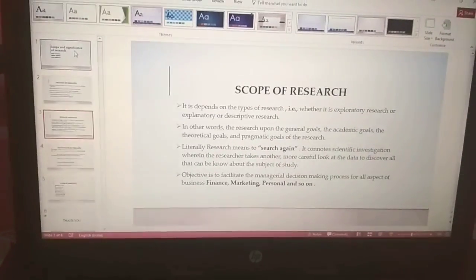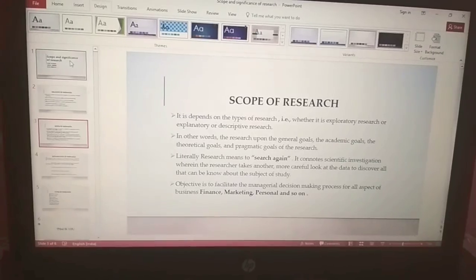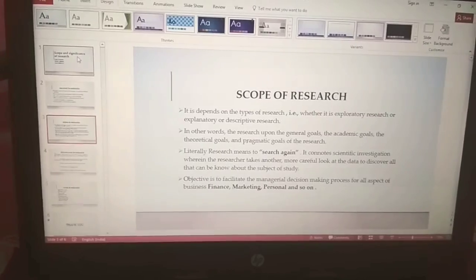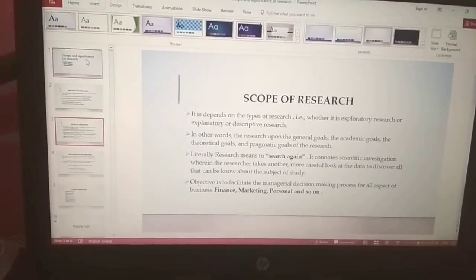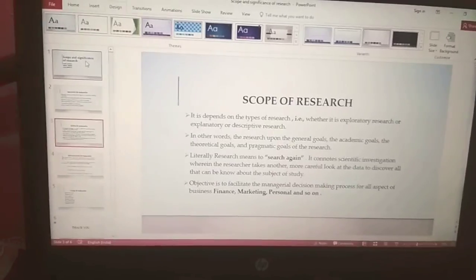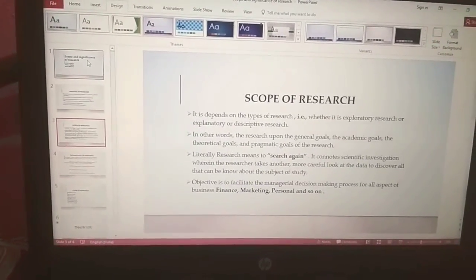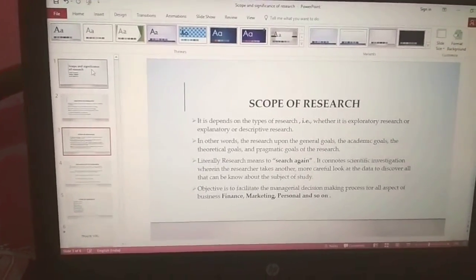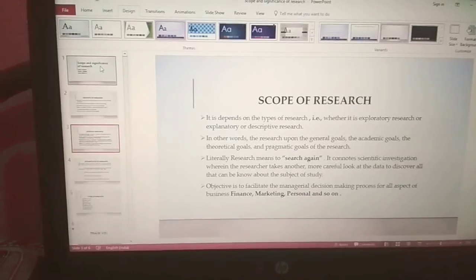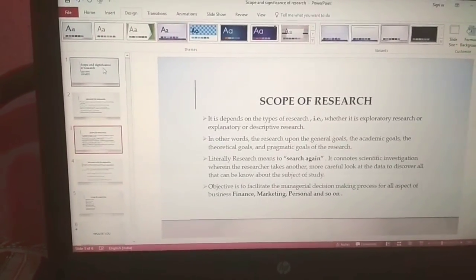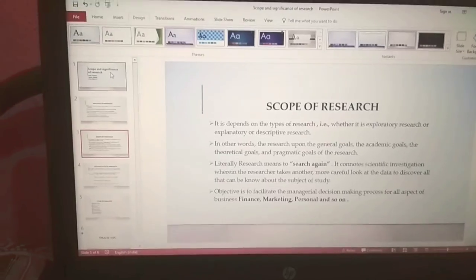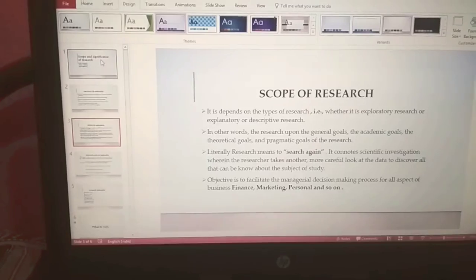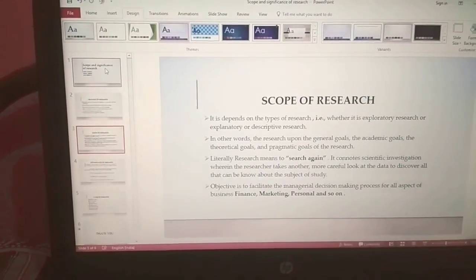The next point is, in other words, the research upon the general goals, the academic goals, the theoretical goals, and programmatic goals of the research. Literally, research means to search again. It connotes a significant investigation, wherein the researcher takes another more careful look at the data to discover all that can be known about the subject of study. The objective is to facilitate the managerial decision-making process in all aspects of business, called finance, marketing, personnel, and so on.